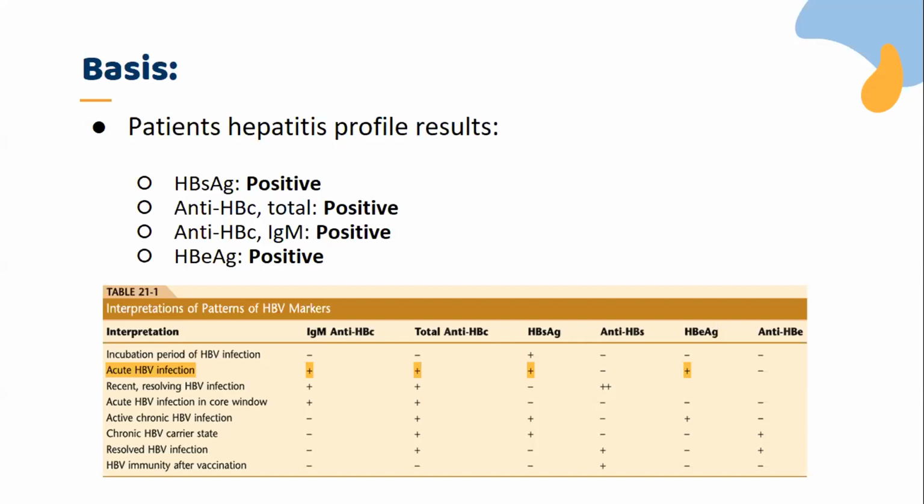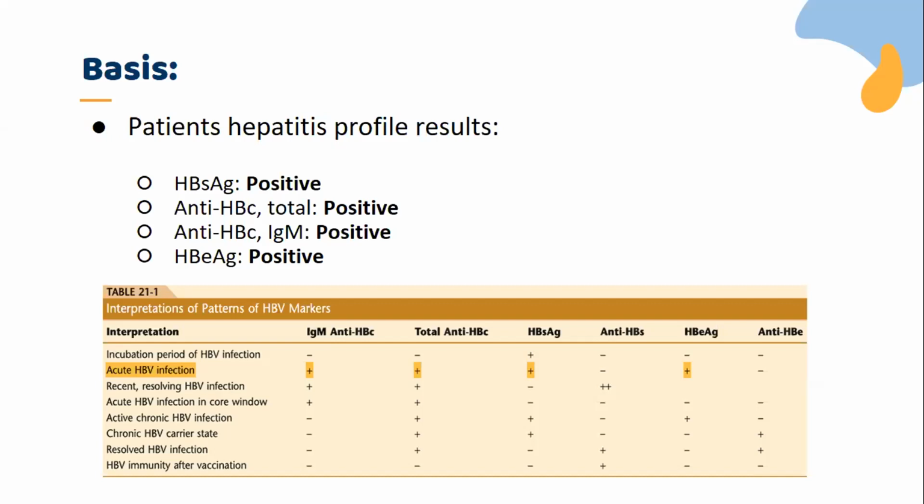For the basis, hepatitis B produces several protein antigens that can be detected in the serum: a core antigen, which is the HBC antigen, a surface antigen, which is the HBs antigen, and an E antigen, which is the HBe antigen. For the basis, the patient's hepatitis profile results are positive with HBs antigen, anti-HBC total, anti-HBC IgM, and HBe antigens.